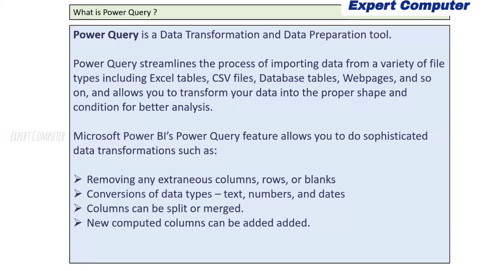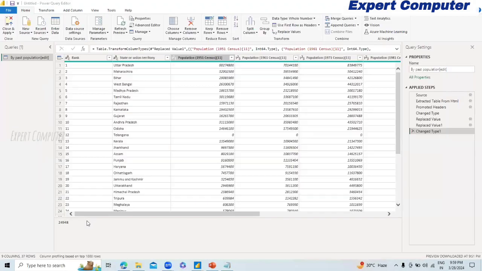So here we have Power Query. Using Power Query, we can remove different columns or blanks, right? Conversion of data type from text to number and dates, or whatever we have. Even we can split or merge data. We can create a computed column also, and this task can be completed here, right? If we have to add a computed column or any conditional column, then even we can add it here. So in Power Query module, here we have different tabs.